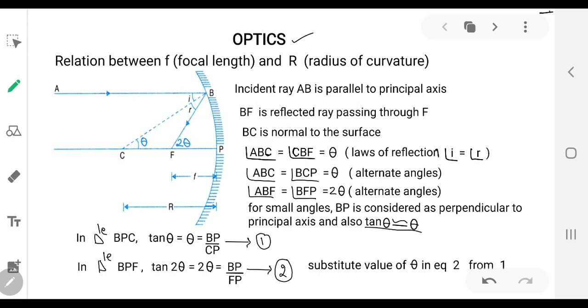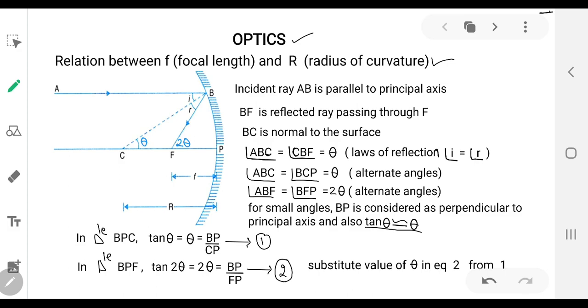and for marking the points F and C, I have told you to take the distance F, the focal length, half that of R. So in today's session we'll see why the focal length F has to be taken half of the distance R, the radius of curvature. Today we'll derive the relation between F and R, and this may be asked for 3 marks in the exam.